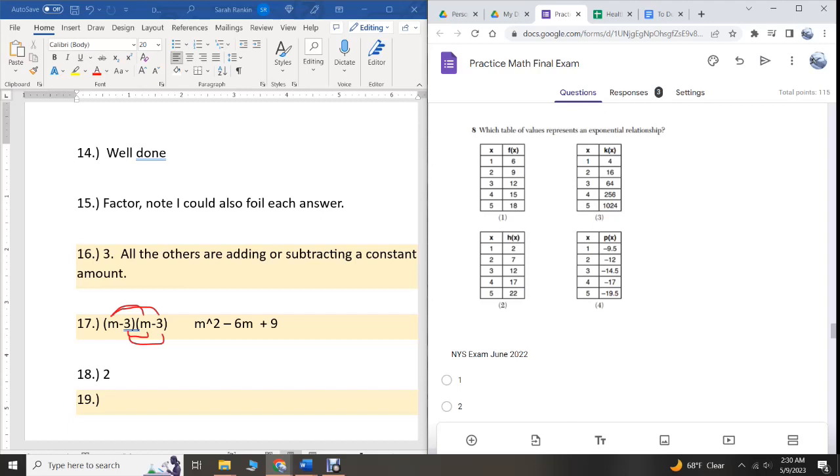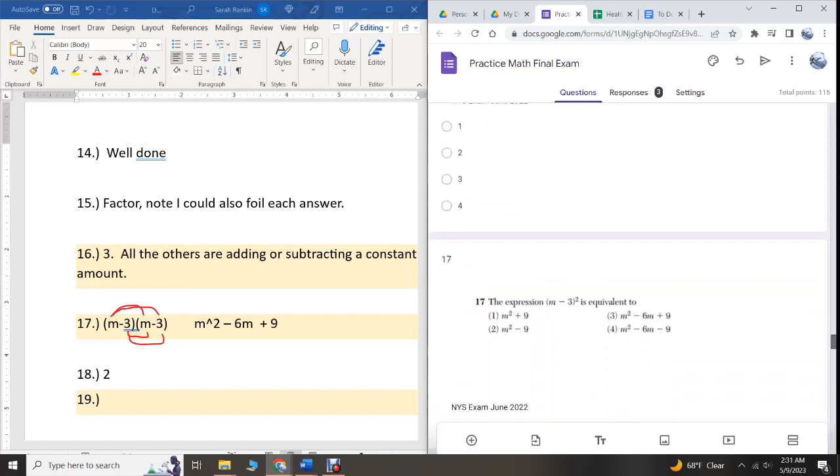So number 3. Here I'm adding 5, adding 5, adding 5, adding 5. Here I'm subtracting 2.5, subtracting 2.5, subtracting 2.5. So these are all 1, 2, and 4 are all adding or subtracting a constant amount. Number 3 is where I'm not adding the same amount. I'm increasing by percent, and that's why it's an exponential function.